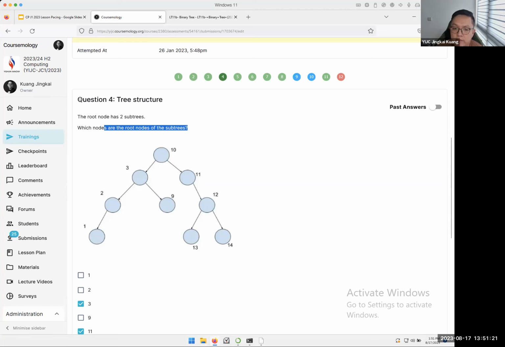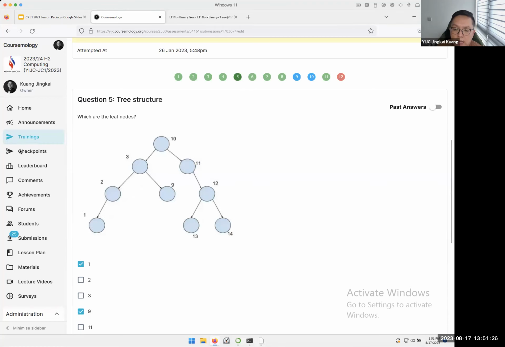I think we also can talk about question 5. Question 5 asks for leaf nodes. Leaf nodes by definition are nodes that do not have children. So 10 is out. 10 is the root node itself, and then 3 and 11 both have children. 3 is connected to 2 and 9, so that's fine. 11 is connected to 12, so 12 is the child of 11. So basically, you don't go from the end. 2 is not a leaf node because 2 has a child at 1, and 12 is not a leaf node because 12 has two children, 13 and 14. So in this case, your leaf nodes are 1, 9, 13, and 14.